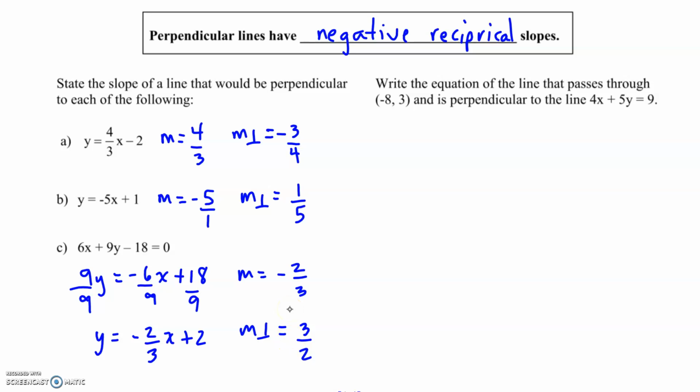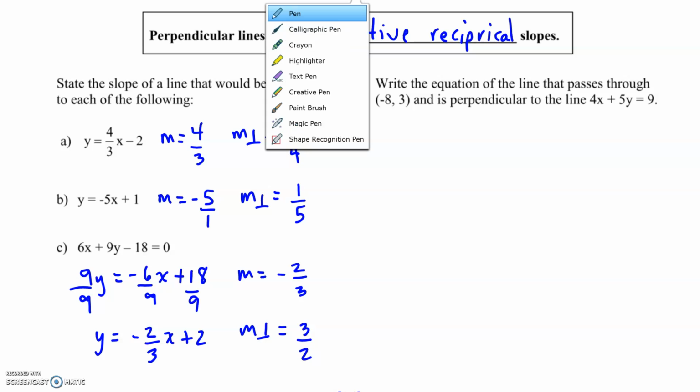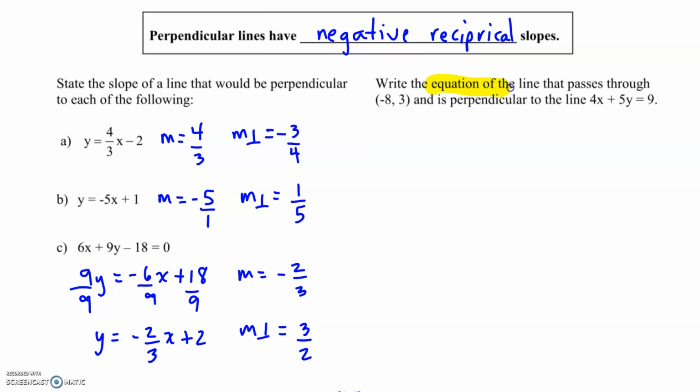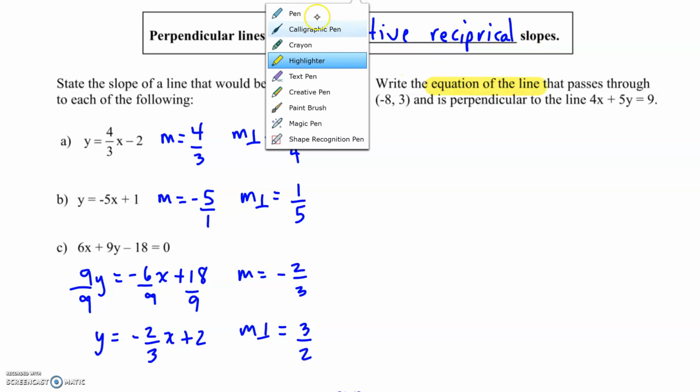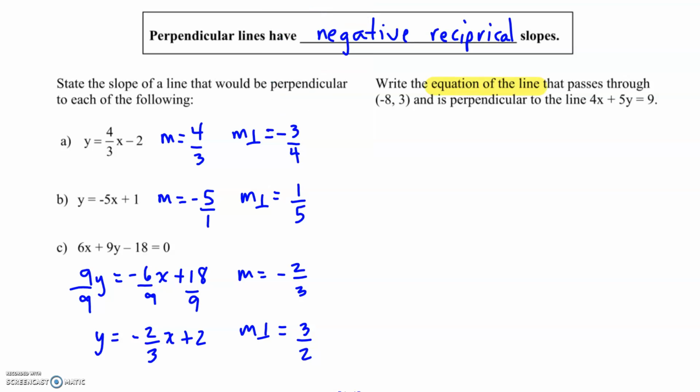All right, now let's use that concept when we're determining the equation of a line. So again, we know when we determine the equation of a line, we need two things. We need m and we need b. We are given a point, and we were given the information that our line is perpendicular to the line 4x plus 5y equals 9, and that's going to help us get our slope. So let's start by finding our slope.